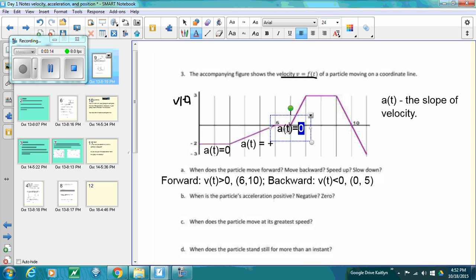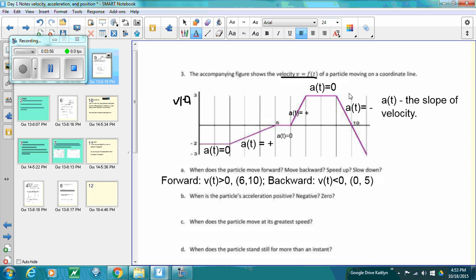And then we start looking at 6. If we look at our slope at 6, it is again increasing, and since it's increasing, we know that the slope is positive. So that's from 5 to 6. And then starting again at 6 until we get to 8, our slope is 0, so a of t is equal to 0. And then from 8 until we get to 11, my function is decreasing, which makes my slope negative.